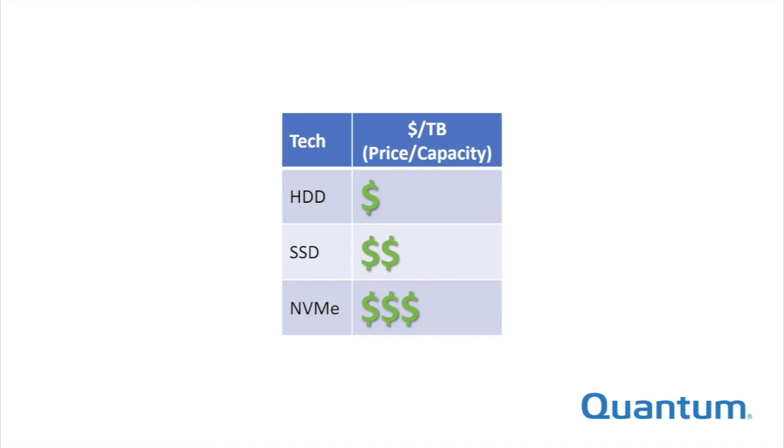Optimistic allocation is just one of the many ways that StorNext reduces storage costs by squeezing the maximum performance out of every storage technology.